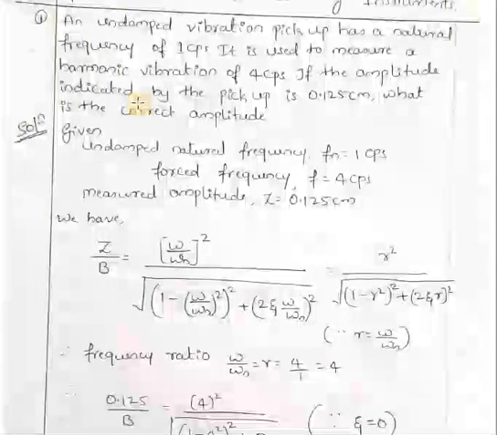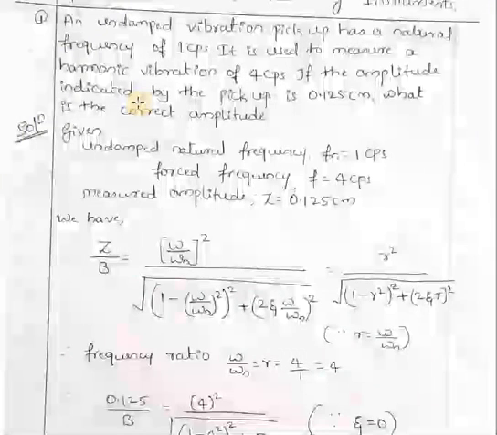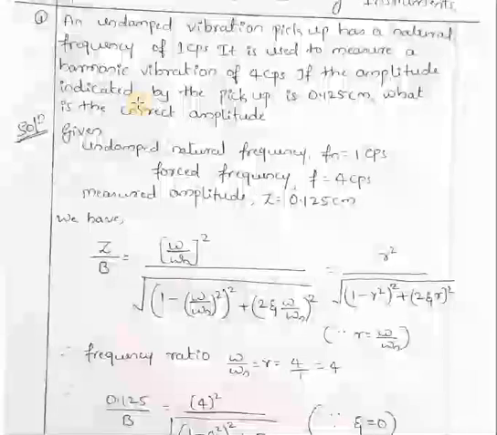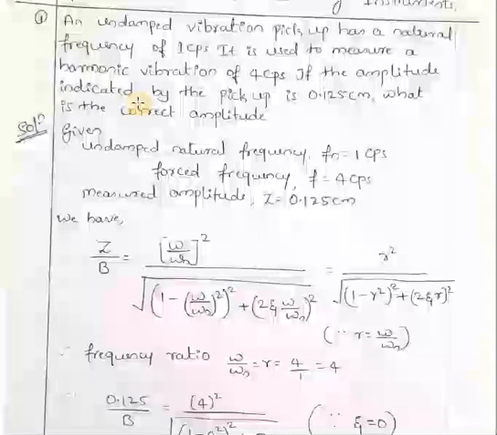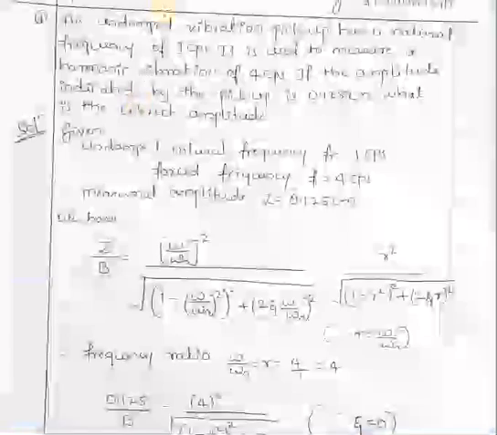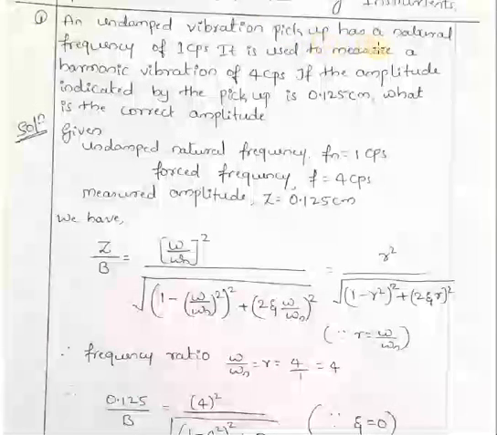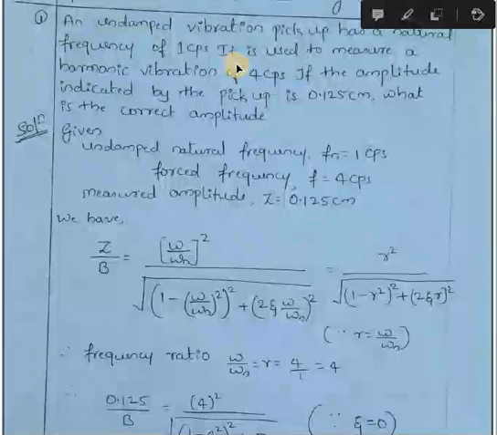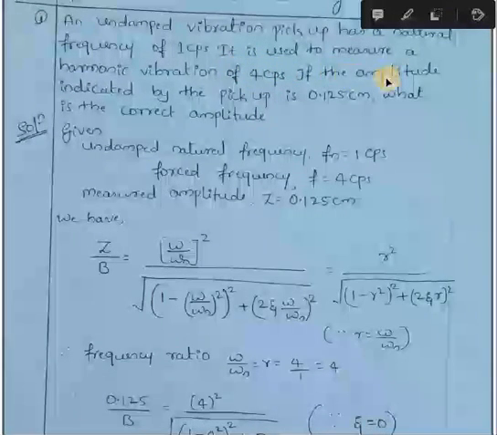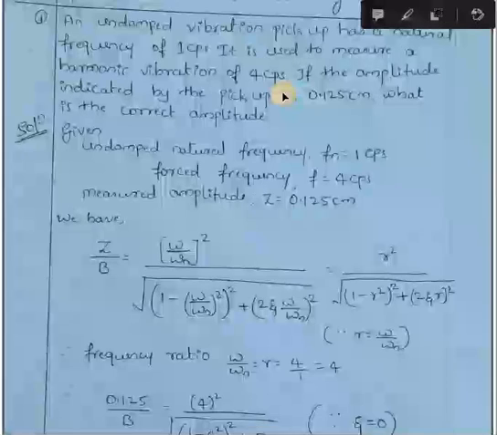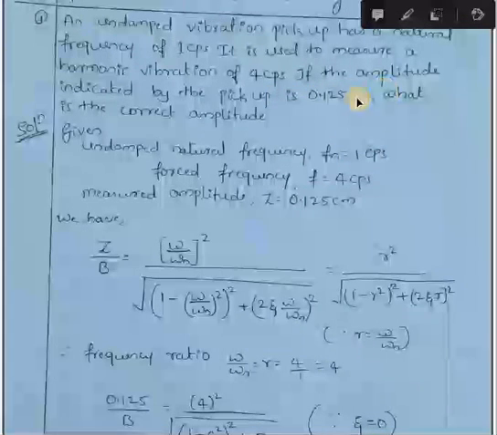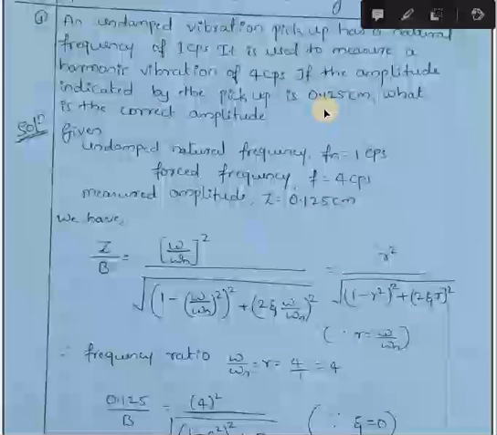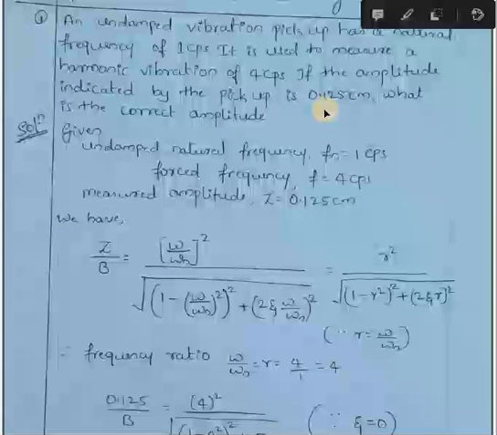So we'll continue with the fifth model, that is forced vibration, the vibration measuring instruments. So we'll continue with the problems on vibration measuring instruments. So the statement is: an undamped vibration pickup has a natural frequency of 1 CPS, that is cycles per second. It is used to measure a harmonic vibration of 4 CPS. If the amplitude indicated by the pickup is 0.125 centimeter, what is the correct amplitude?